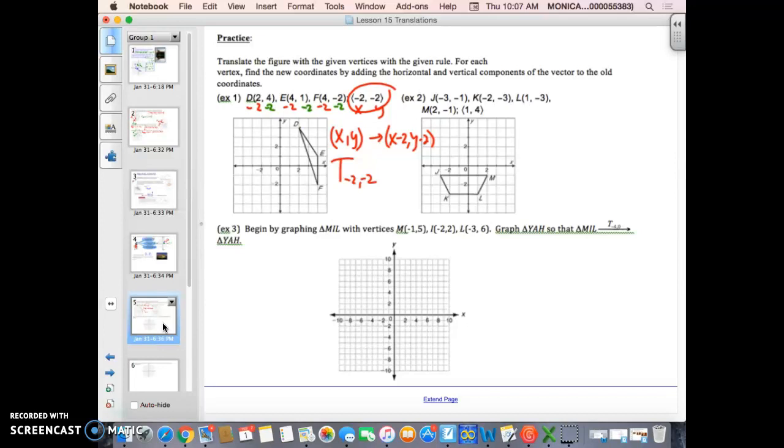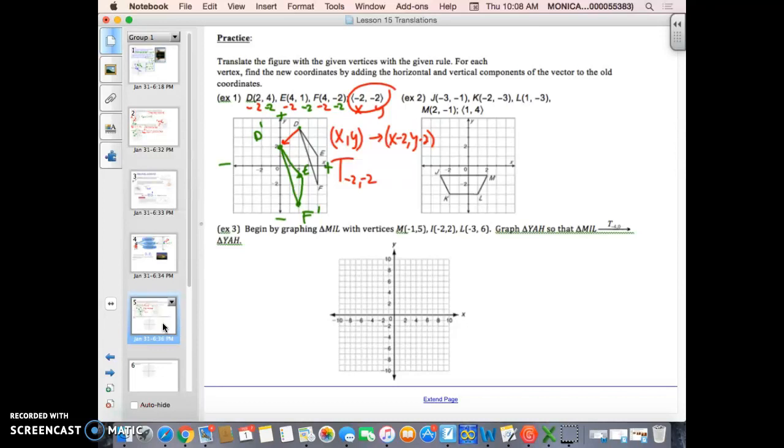So for D, the point starts here. Again, this is a positive direction, this is a negative direction, this is a negative direction, and this is a positive direction. So I would go down 2, back 2. So this is where D is. I'm going to go down 2, back 2. This is my new point E. And down 2, back 2, this is my new point F. And so you can see that this is my new shape along the vector here. That's my vector.